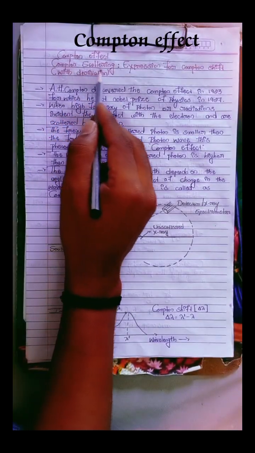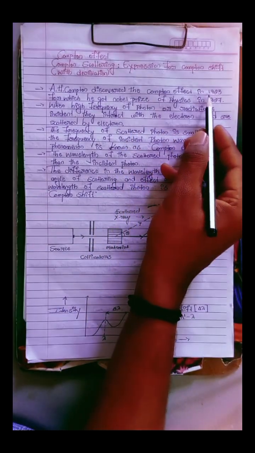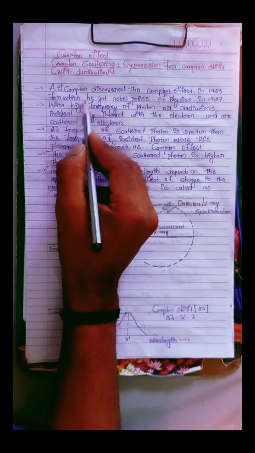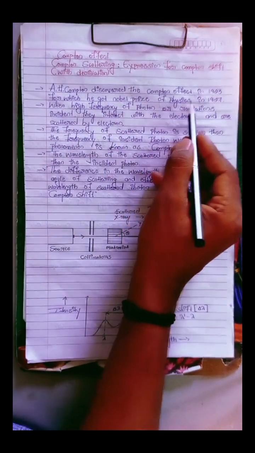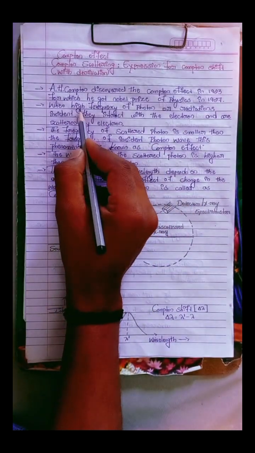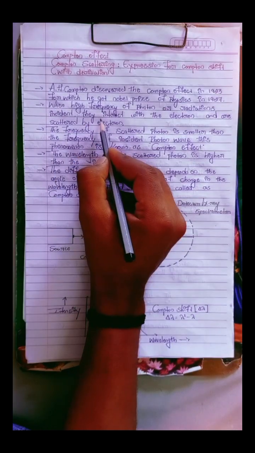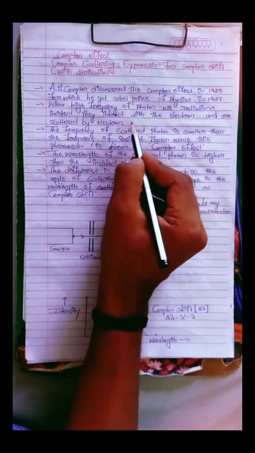Compton effect, Compton scattering, and the expression for the Compton shift with the derivation. A.H. Compton discovered the Compton effect in the year 1923, for which he got the Nobel Prize in Physics in the year 1927. When high-frequency photons or radiation are incident, they interact with the electron and are scattered by the electron.